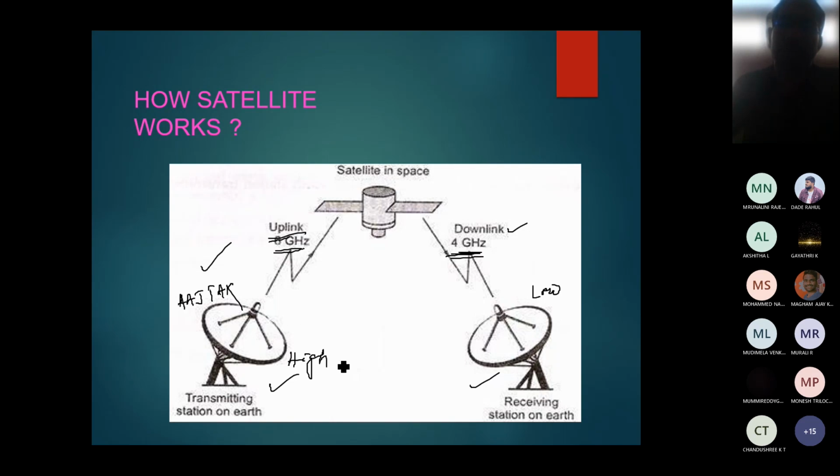Because here the power requirement will be high, and since the ground station is on the surface of the earth, we can give the power supply to the ground station. So at this point there is no scarcity of power. That is the reason why the uplink frequency is high and the downlink frequency is low for satellite communication.